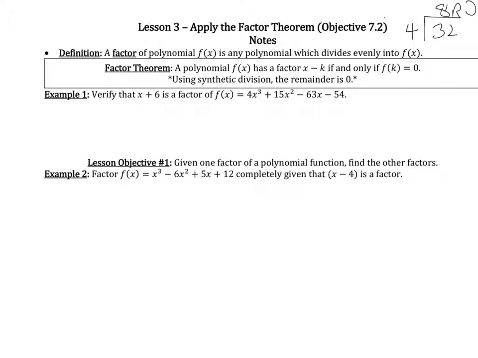When something is a factor of something, it means that if you divide by it, you should get a remainder of 0. Okay, so in example 1, it says verify that this is a factor. That means if we divide by x plus 6, we should get a remainder of 0. So we're going to do that. Now remember, when we're dividing by x plus 6, we have to put negative 6 in the box. And then we're going to take our coefficients from f of x. So 4, 15, negative 63, and negative 54. And we should get a remainder of 0. If we don't, we've either done something wrong or it's not a factor. Drop down this 4, multiply, add, multiply, add, multiply, add. And that's our remainder, and so it's good that it's 0.